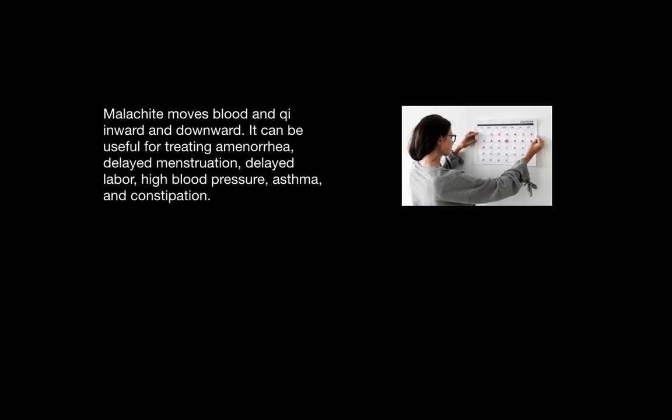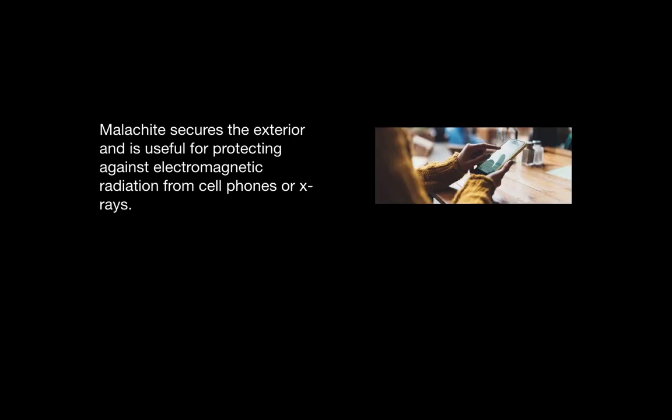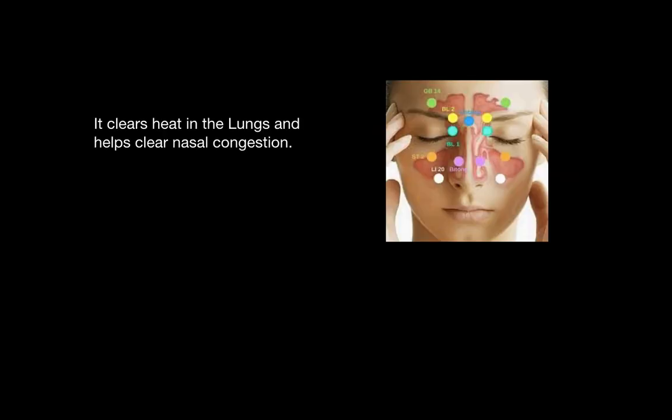Malachite will move the blood and chi inward and downward, and this means it is useful for treating amenorrhea, which is delayed menstruation or scanty menstruation, delayed labor, high blood pressure, asthma, and constipation. It can also secure the exterior and is helpful for protecting against electromagnetic radiation from cell phones or X-rays. It clears heat in the lungs and helps clear nasal congestion.